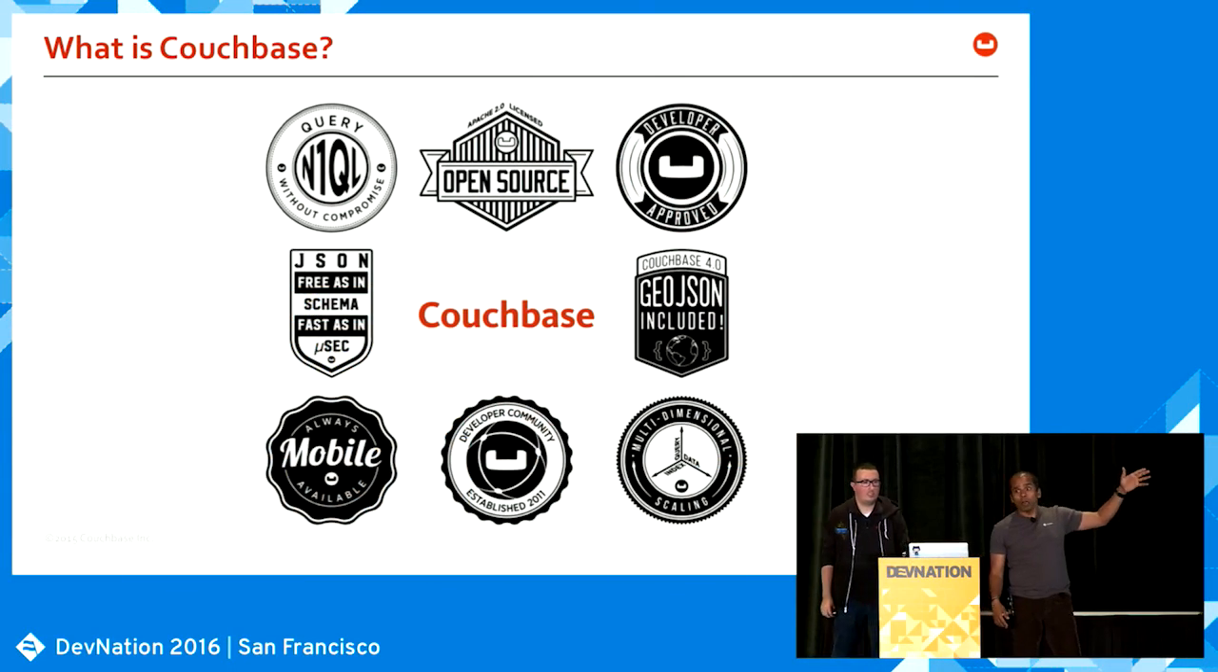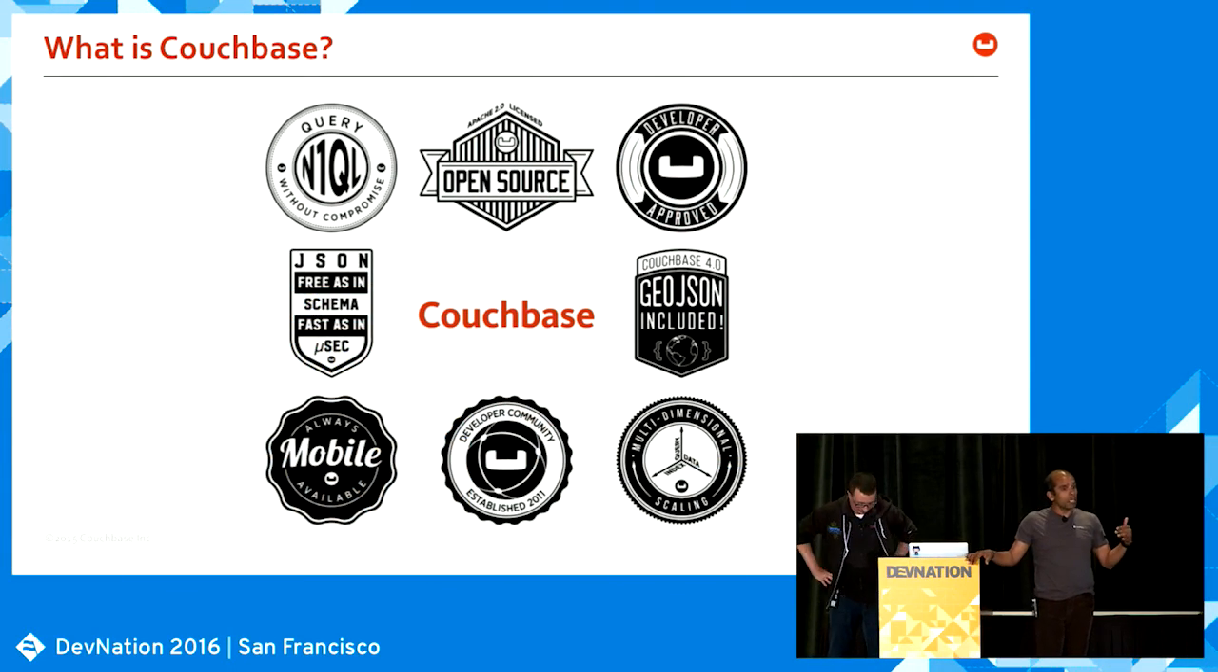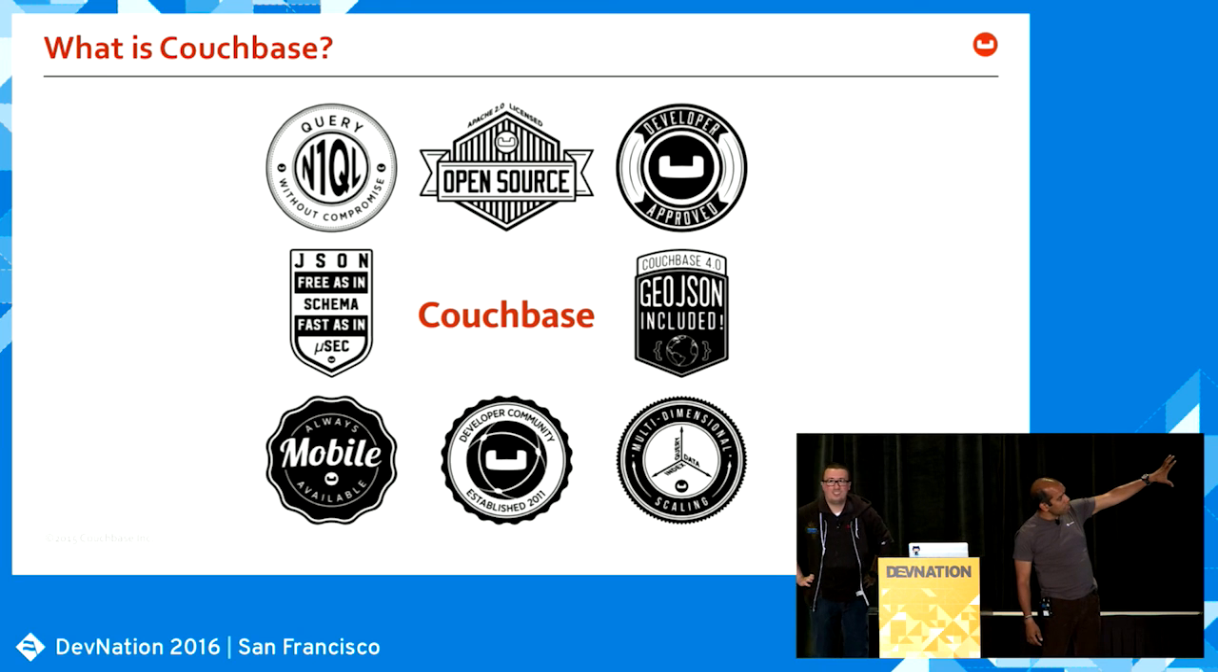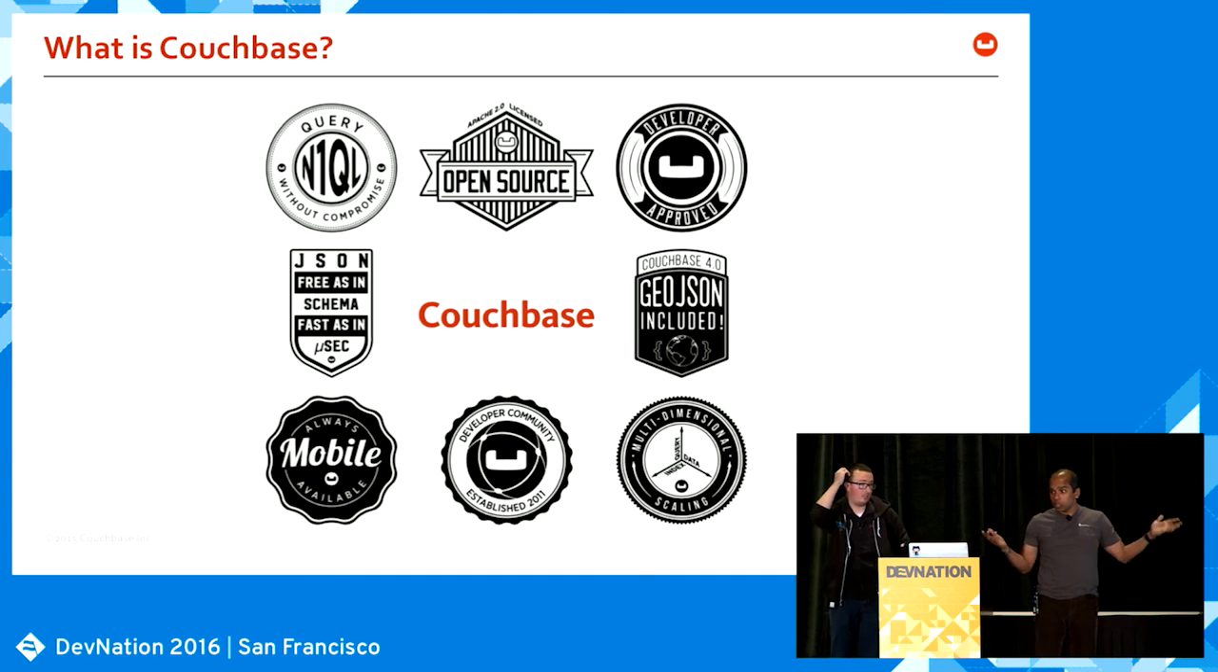We learned about N1QL, which is the SQL-like query language that you can use for querying your JSON documents. JSON documents are, of course, stored natively in the database. We have support for mobile and provide full sync capabilities. The database has been there for about five-plus years now. A lot of people love it and use it.